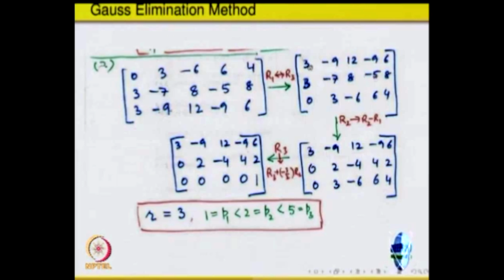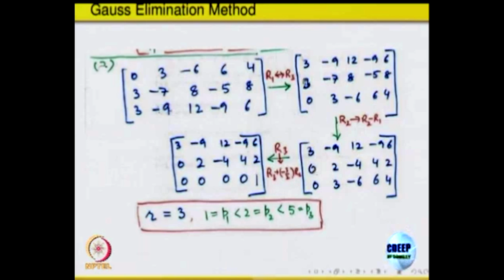Now if possible, I would like to bring zeros here also, in the second row. How can I bring it? There is 3 here, there is 3 here. The obvious thing is that from R2 subtract R1, right? R1 is not changing, R2 is going to change: R2 minus R1. So this will become 0, and minus 9 minus minus 7 becomes 9 minus 7, that is 2, and so on. So this changes. So a 0 comes here by that operation.